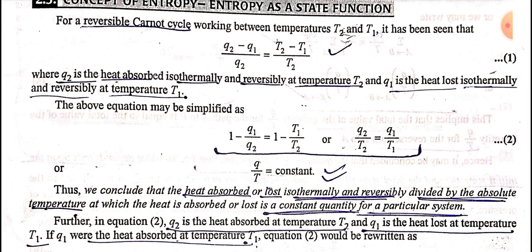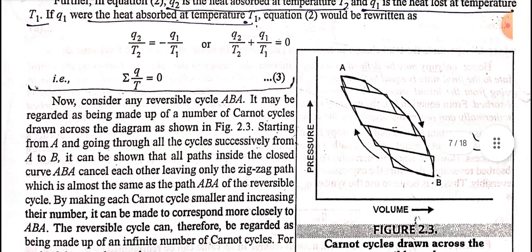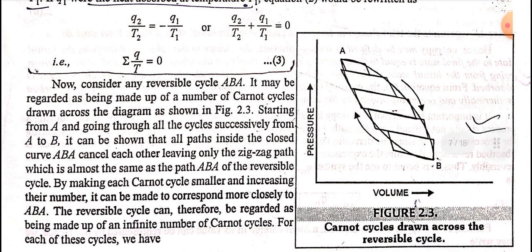Thus we conclude that the heat absorbed or lost isothermally and reversibly divided by the absolute temperature at which the heat is absorbed or lost is a constant quantity for a particular system. Further, in equation 2, Q2 is the heat absorbed at temperature T2 and Q1 is the heat lost at temperature T1. If Q1 were the heat absorbed at temperature T1, equation 2 would be written as Q2 by T2 is equal to minus Q1 by T1, integrating Q by T is equal to 0.